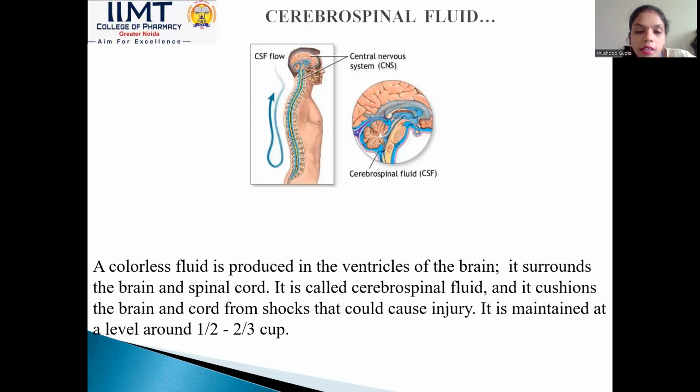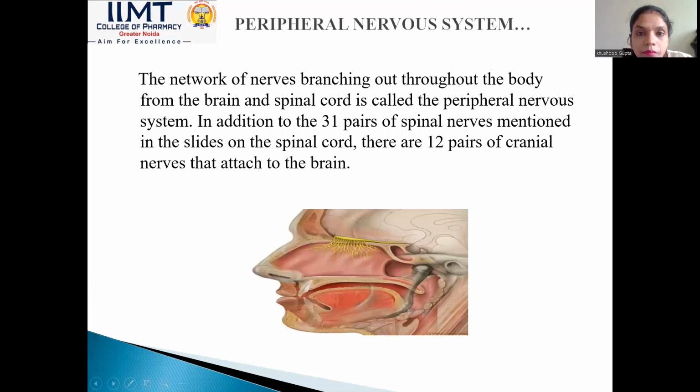Cerebrospinal fluid. It is a colorless fluid. It is produced in the ventricles of the brain. It surrounds the brain and spinal cord. And what is the use of this cerebrospinal fluid? It cushions the brain and cord from shock that could cause injury. So it provides a cushion in our brain to protect it from any type of external injury.